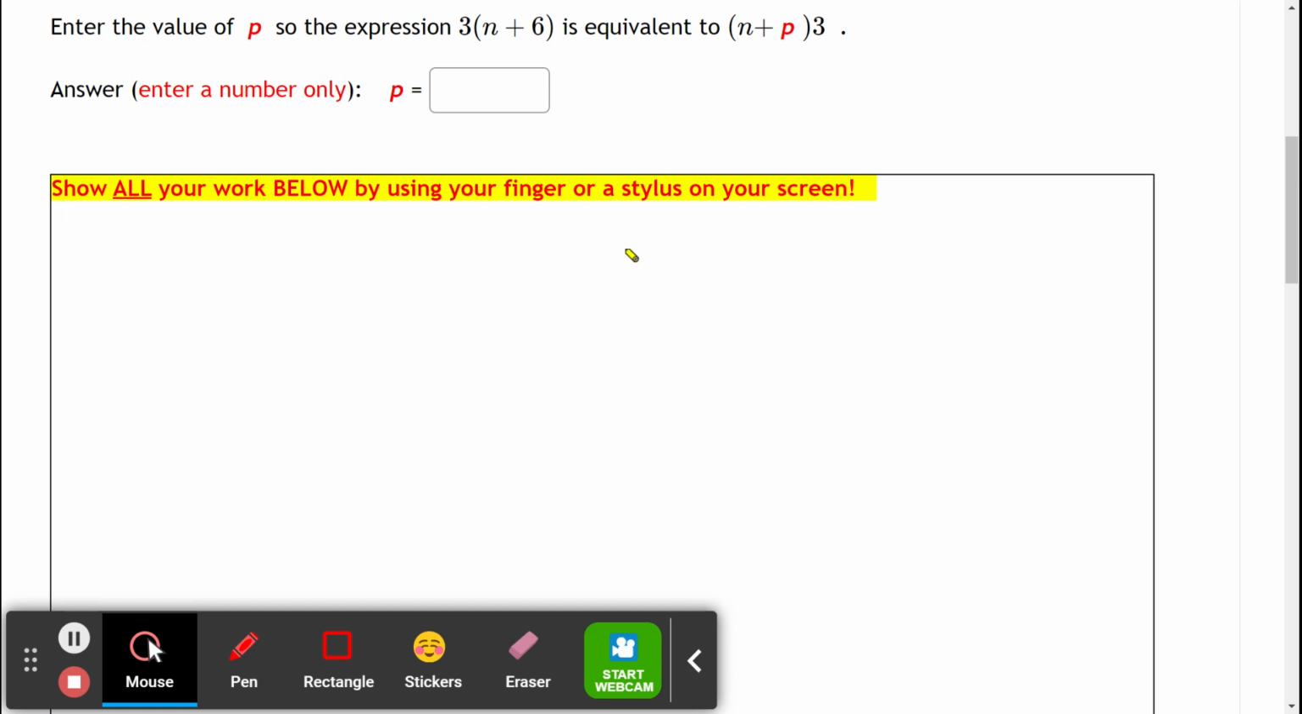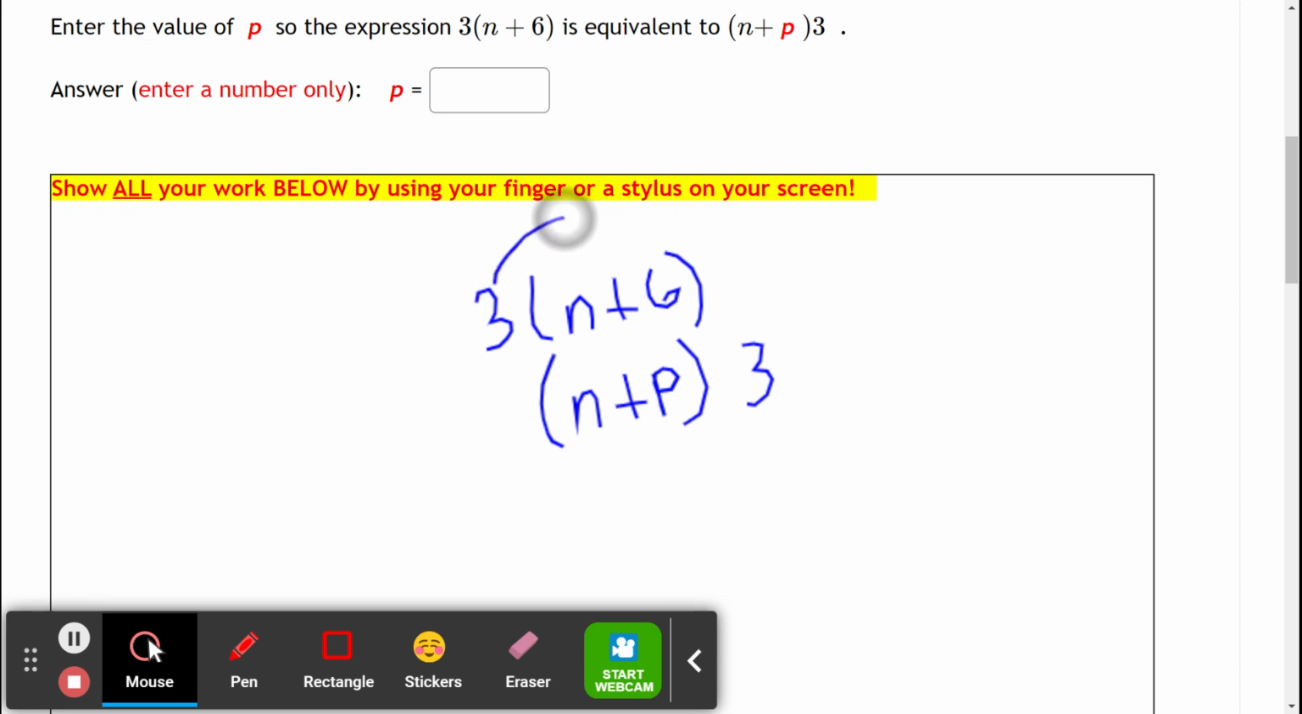This one's really easy, because we have 3n plus 6 right there. And then we have n plus p, and then we have a 3 out here. All that happened is the 3 just moved to the other side. So what is the value of p? It's just 6.